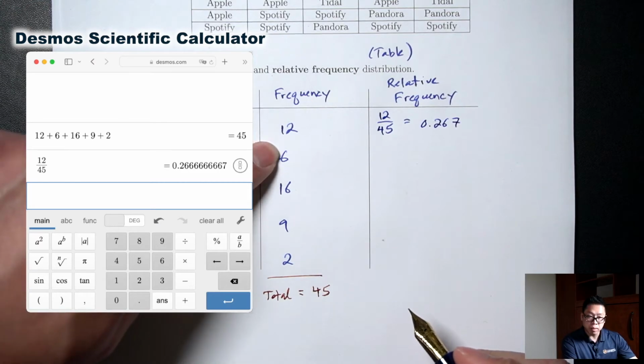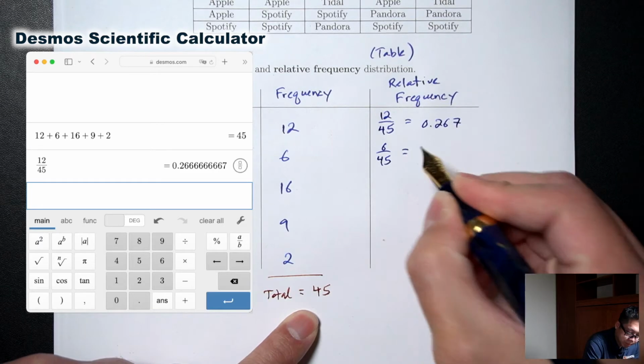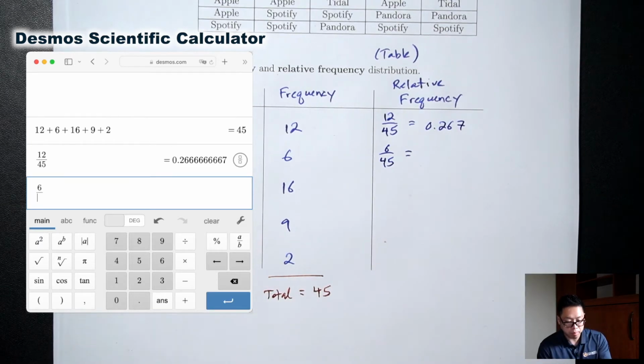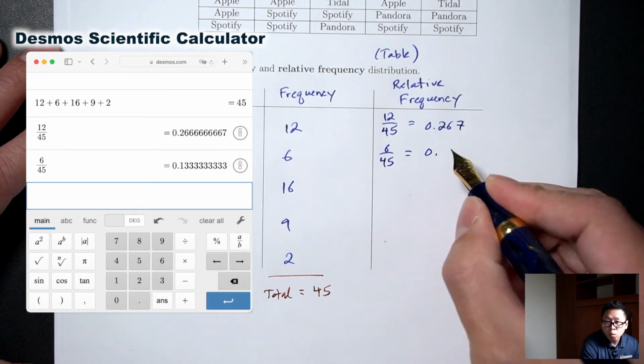Next up, 6 divided by the total. 6 divided by 45. Round it to 3 decimal places. This is 0.133.